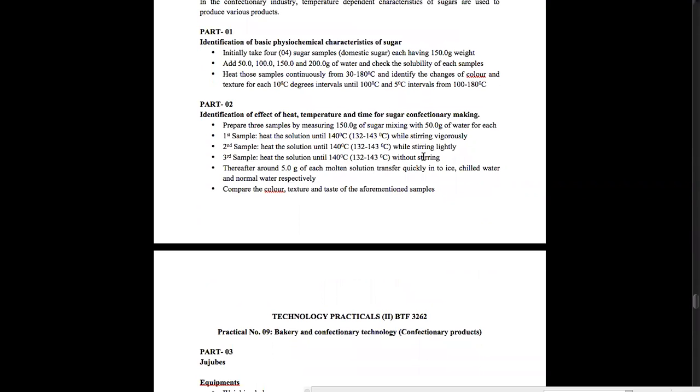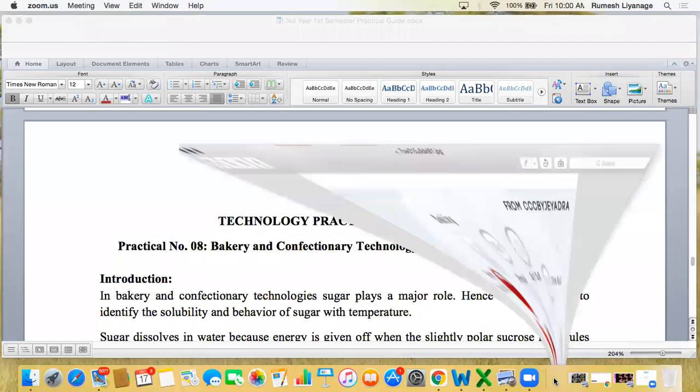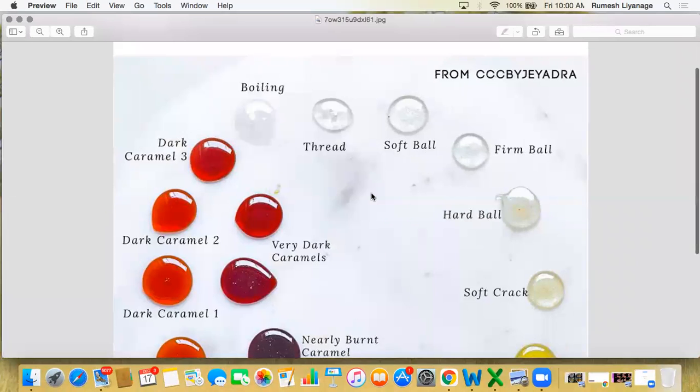Then in part 2, we are going to identify the effect of heat, temperature and time on sugar confection making. Here also, several samples have been prepared, and we are going to heat those samples at different temperatures and record their characteristics and observations. So I will show you some pictures. Hope you can see the picture.